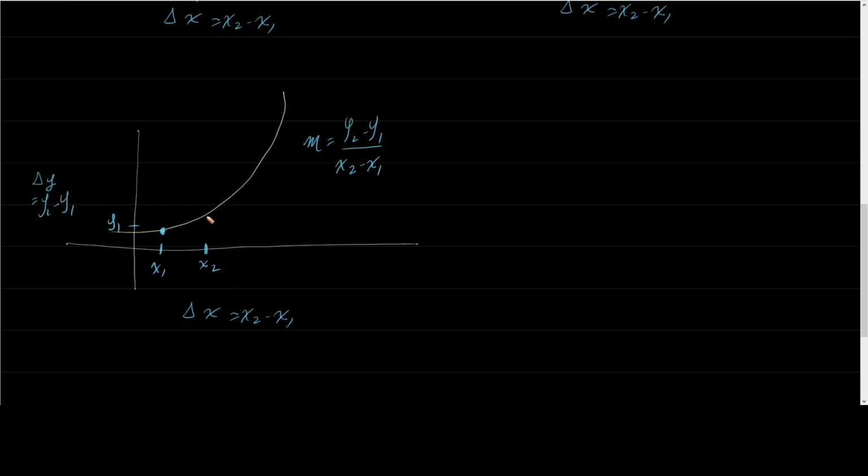So now, here is the other point, and here would be y sub 2. Now this ends up being our y sub 2 minus y sub 1, and this ends up being our x sub 2 minus x sub 1. And now we've got this line. All right. Perhaps I'll make it look slightly more like a secant line. There we go. That's a little bit better.